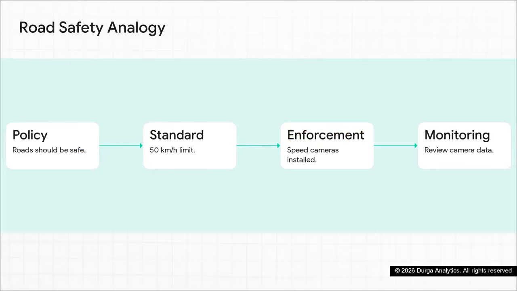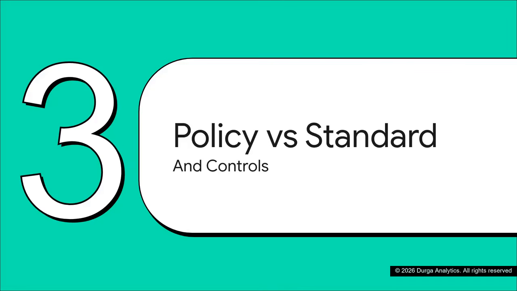Think about it like road safety. It brilliantly illustrates the concept in a way everyone gets. Step 1, a government decides roads should be safe. That's your policy. Step 2, it sets a 50-kilometer-per-hour limit. That's your standard. Step 3, it installs speed cameras. Boom, that is your enforcement. Governance without enforcement is literally just a speed limit sign with no camera. It changes absolutely nothing. People are still going to speed. Which brings us to Section 3, Policy, Standard, and Control.